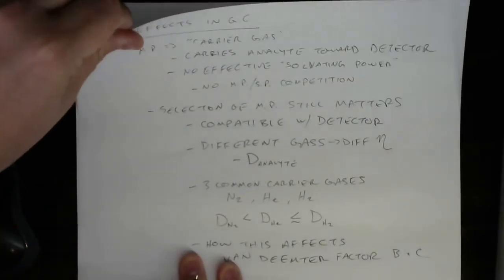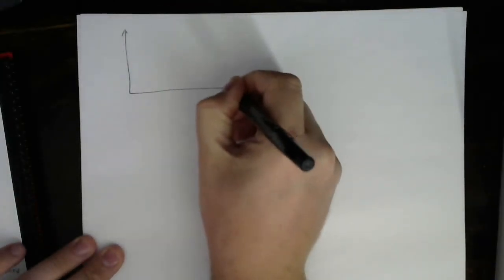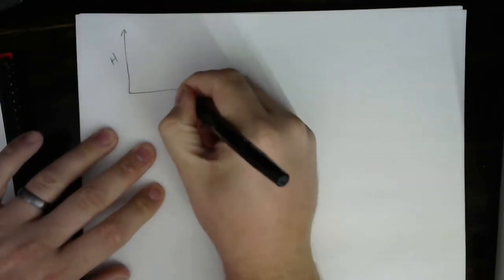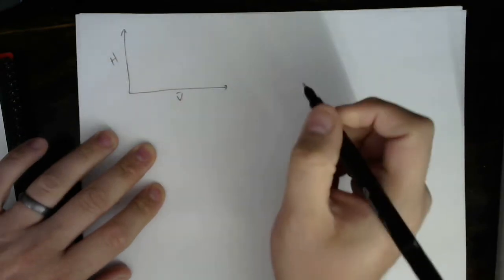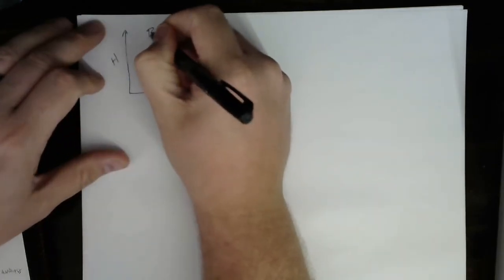Make a couple of plots here. So let's start by just plotting the Van Deemter B term. So the Van Deemter plot is height equivalent to a theoretical plate versus the average velocity or the average volumetric flow rate. And we're looking just at the B term.